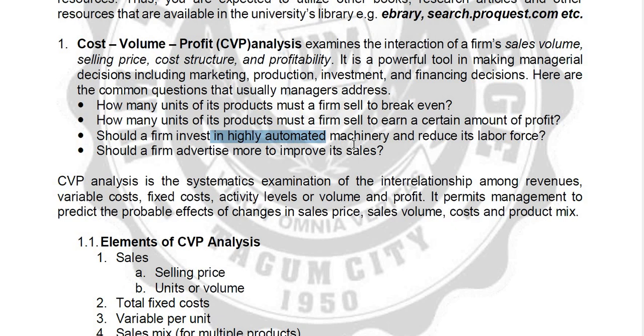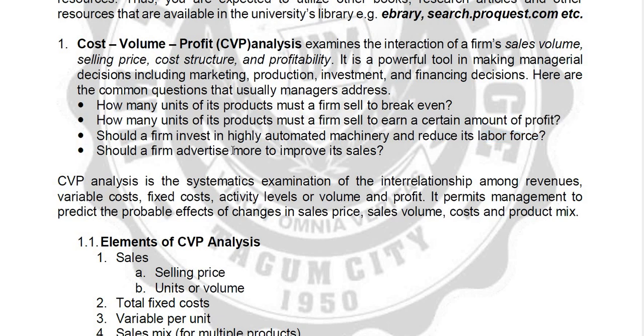So mas advantageous pag heavily or highly automated ka if mataas yung sales volume mo. Kasi regardless now of the sales volume, you have a fixed amount to deduct na to your contribution margin. Unlike kung dun ka sa labor force, so since variable itong labor force, the more na tumaas yung sales volume mo, the more din na mag-i-incur ka ng labor cost.